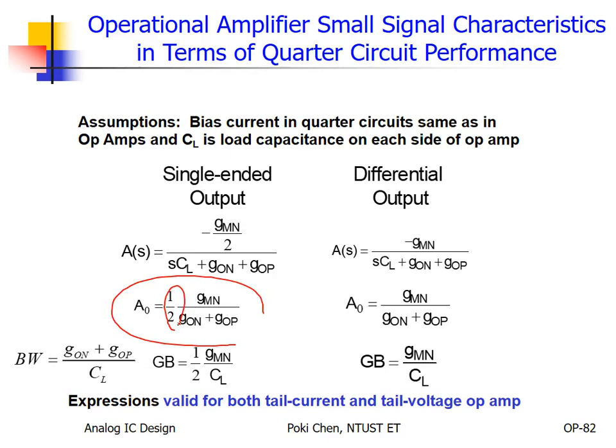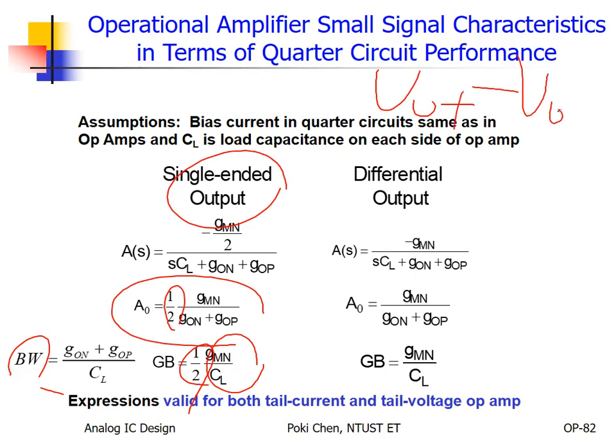Except for this, I showed you already. And how about the bandwidth? I showed you already, but divided by 2. That is for single-ended output, but this is a fully differential structure, right? So we take VO plus minus VO minus. The magnitude of this and that will be the same, but this is positive, that is negative. So for differential output, the magnitude will be doubled.